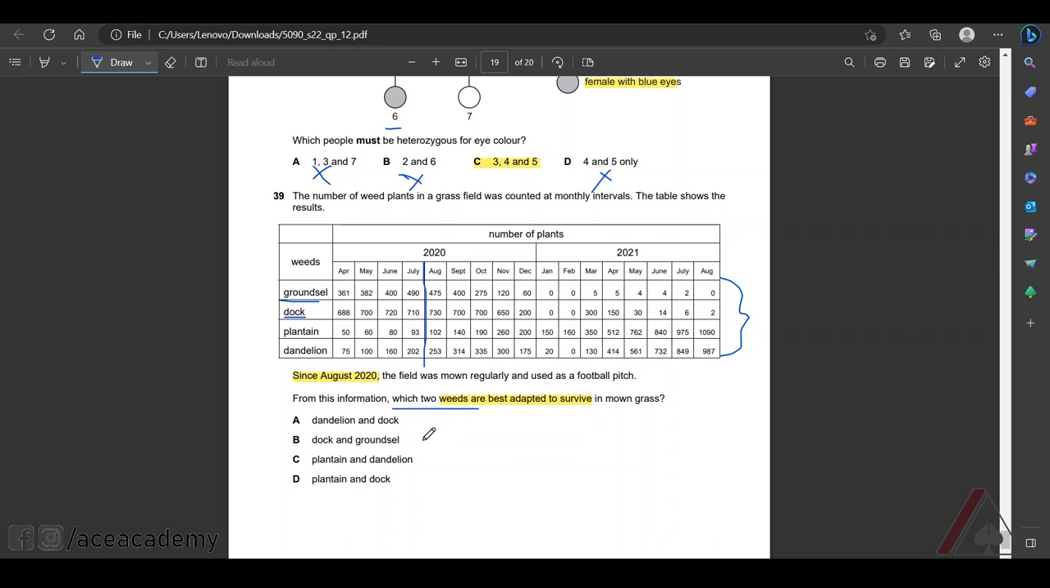Now let's check out the options. Option A contains dandelion and dock, not plantain. So A is wrong. Option B contains dock and groundsel. Both of them are wrong. So option B is also in turn wrong. Option C contains plantain and dandelion. It contains both of our correct weeds, so it might be our correct answer, but let us look at D. D contains plantain, but it doesn't contain dandelion, and it contains dock. So D is also wrong. Our final answer should be C.